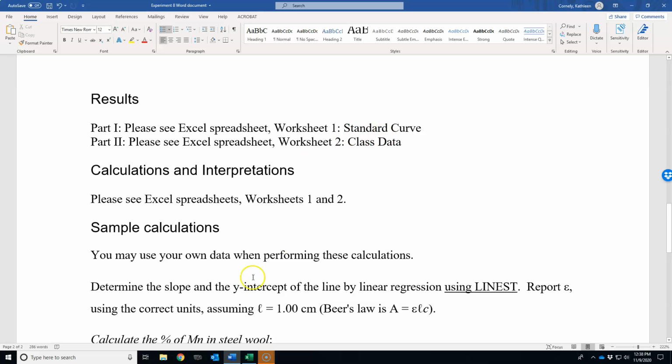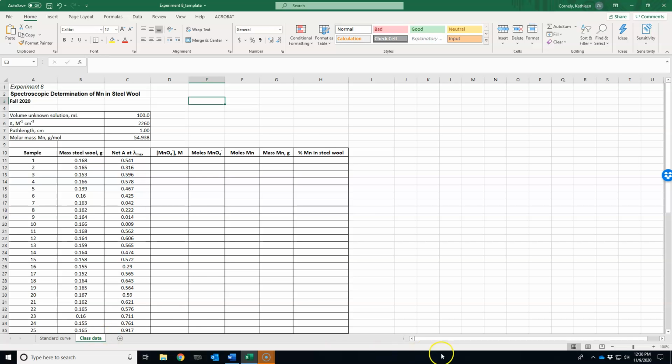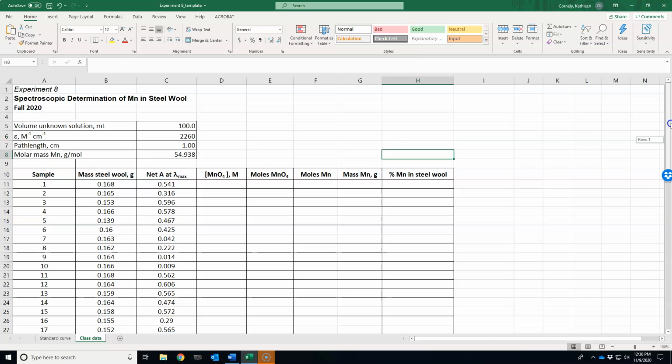worksheet 2, class data. So if I go back to my Excel and I click on class data, what we've provided for you, and I'll make this a little bit bigger, is some overall data. So we all diluted our unknown solutions to 100 milliliters.